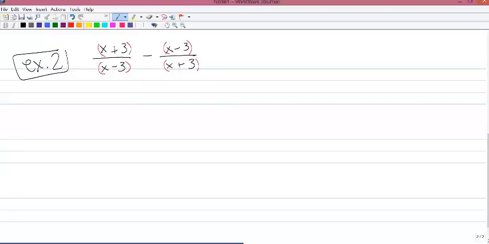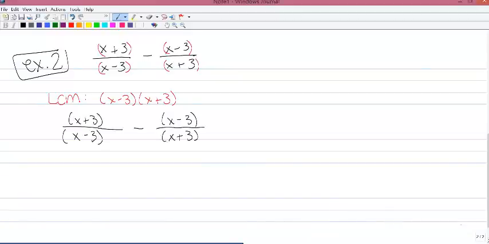We have an x minus 3 here, x plus 3. There's no way to make them look like one another, like what we had in the first problem. So we know that our least common multiple is going to be the quantity x minus 3 times the quantity x plus 3. So that's going to be our common denominator. So let's now rewrite this with our common denominators.